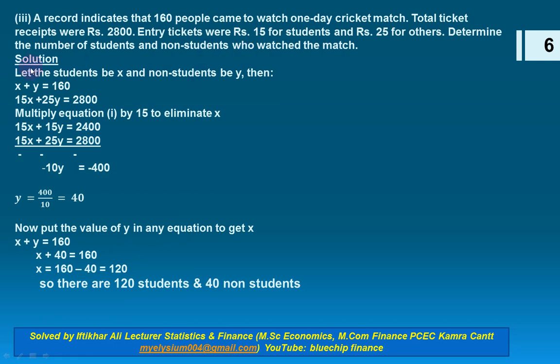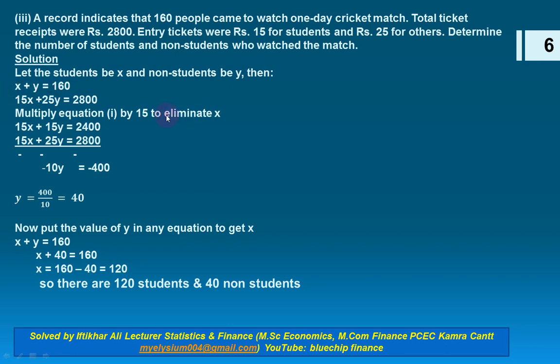So we make equations first, let the students be x and non-students be y. Then x plus y equals 160. A record indicates that 160 people came to watch a one-day cricket match. So total people are 160, in which x indicates students and y indicates non-students. So first equation is x plus y equals 160.